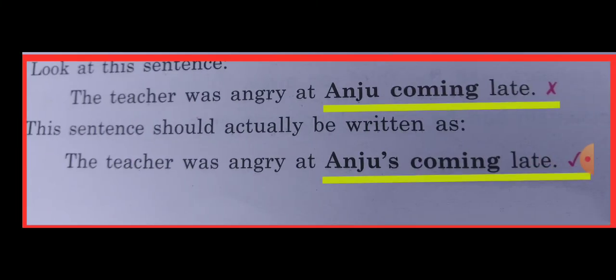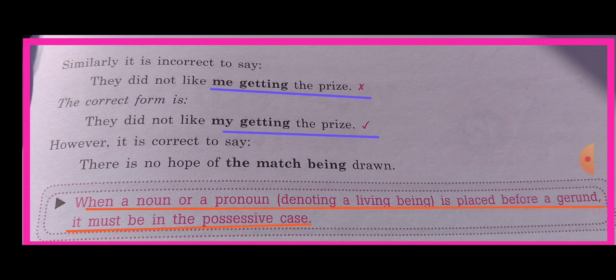Read out these two sentences also to make things clear. "The teacher was angry at Anju coming late." It is not giving the proper sense. Rather, it should be written like "The teacher was angry at Anju's coming late." It is the right form of writing this sentence. Similarly, it is incorrect to say "They didn't like me getting the prize." Here it is not telling the right way of doing the action. The correct form is "They didn't like my getting the prize."